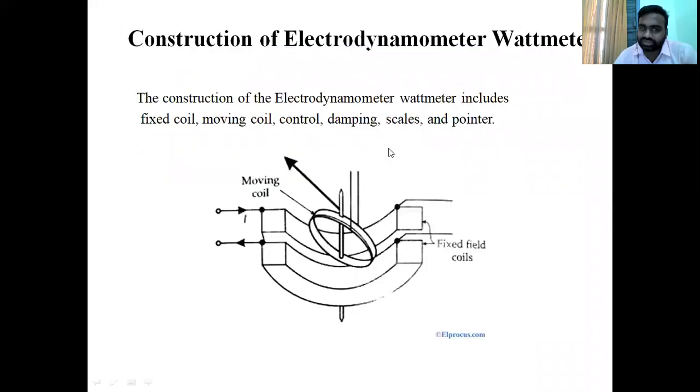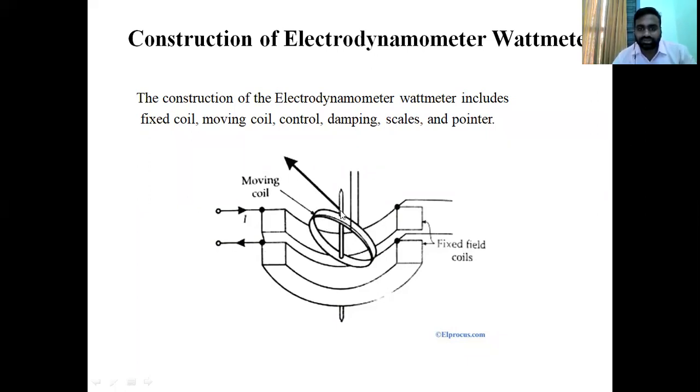If you see the construction of the electrodynamometer type wattmeter, these are the elements present. One is the fixed coil. See this segmentation: this is a fixed coil element, and this is nothing but a moving coil. The ring type segmentation is nothing but our moving coil.